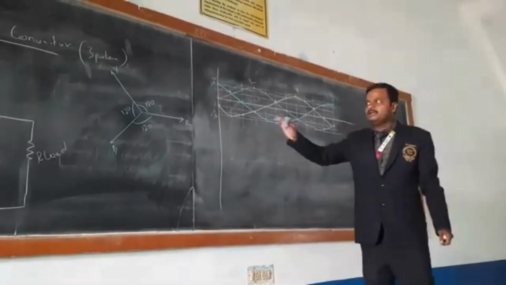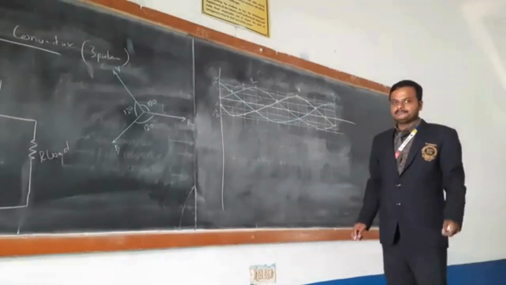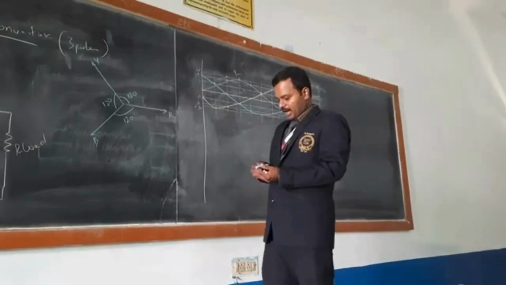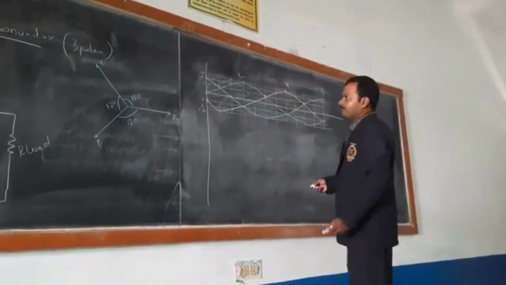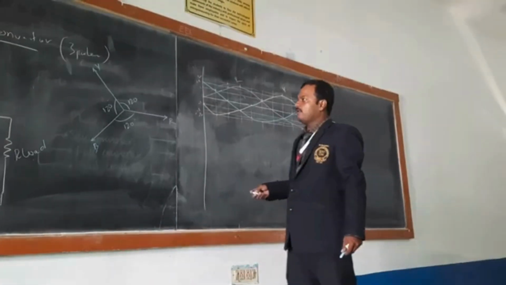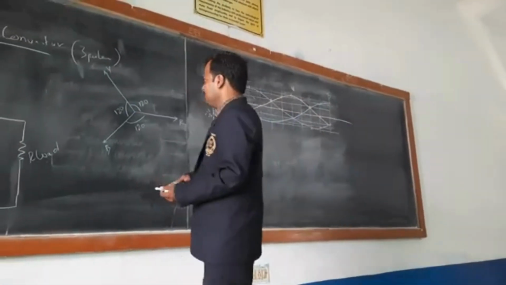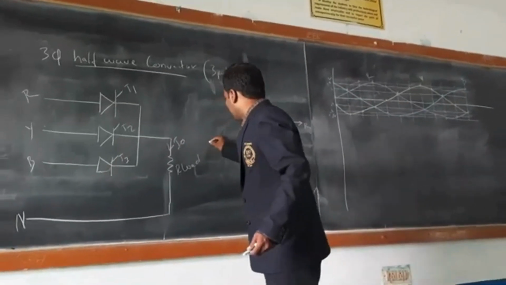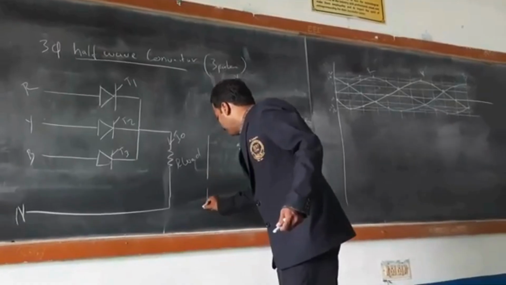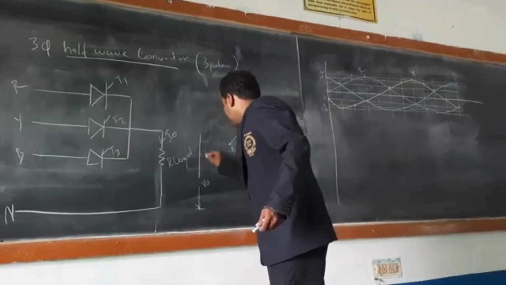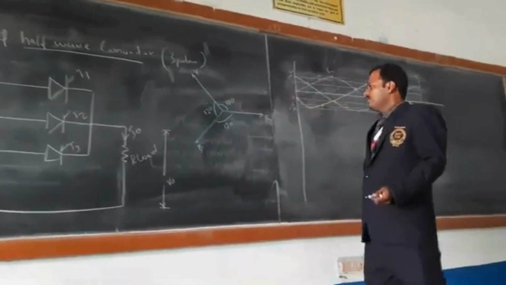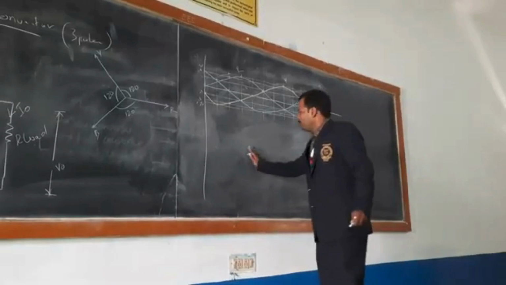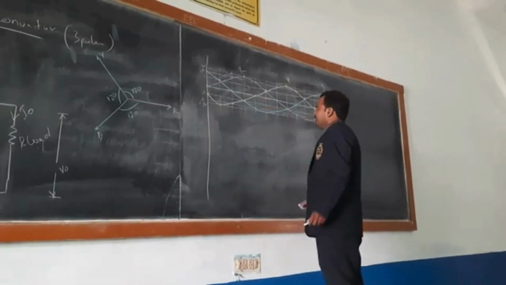Okay, for drawing the half-wave output, the output waveform for the three-phase half-wave controlled converter with R load. Before drawing the output waveform, we know that R, Y, B are three phases with a phase difference of 120 degrees. This is your output current flowing through the load, and this is your output voltage. We are not going to bother about the output current. We are going to draw only the output voltage.